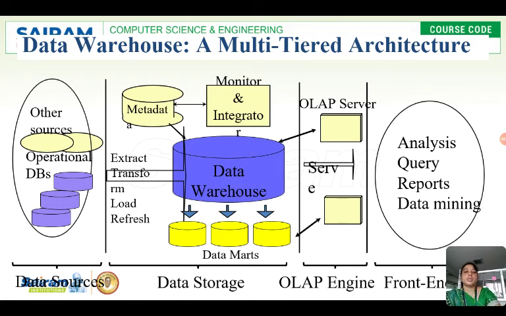Between the middle tier and the topmost tier, we have an OLAP engine which is run by the OLAP servers. What is OLAP? Online Analytical Processing, as I discussed in the previous video. In the data warehouse, we need the OLAP engine to get the data and to produce it to the next tier, to give it to the front end tools to generate the query or reports, anything.